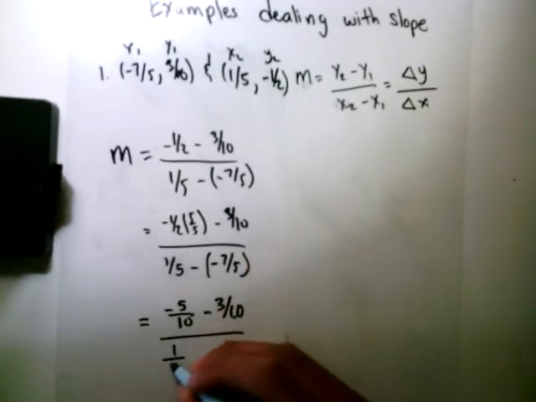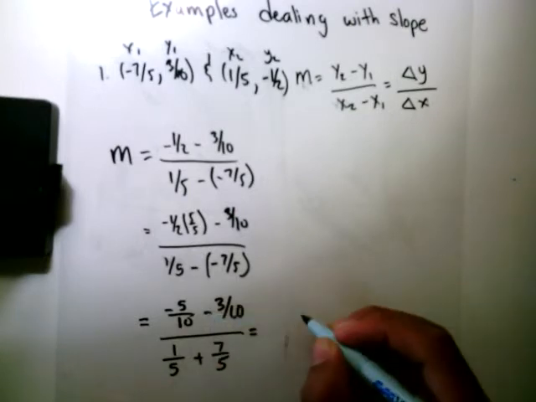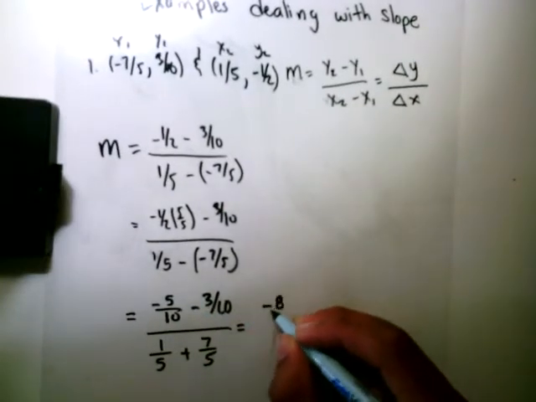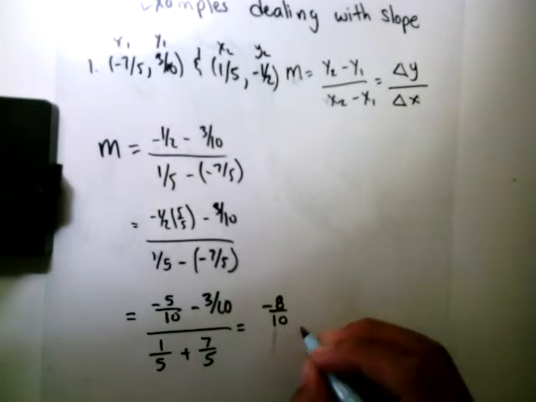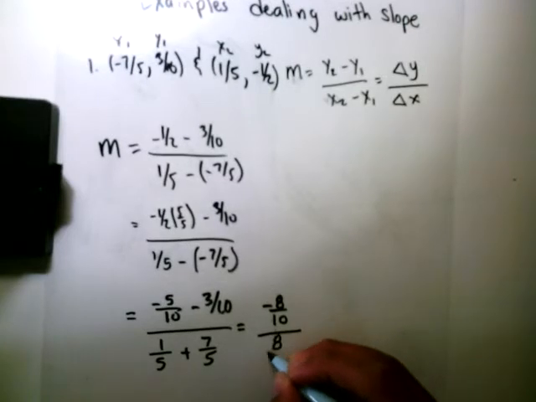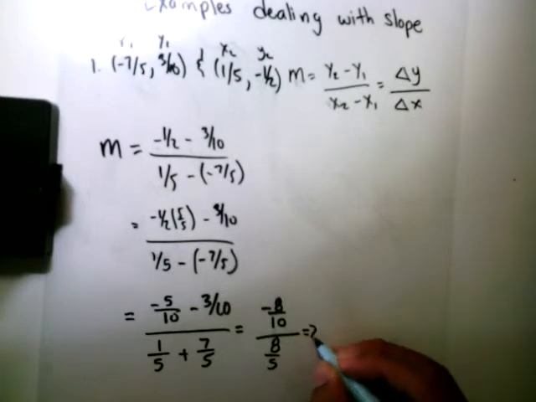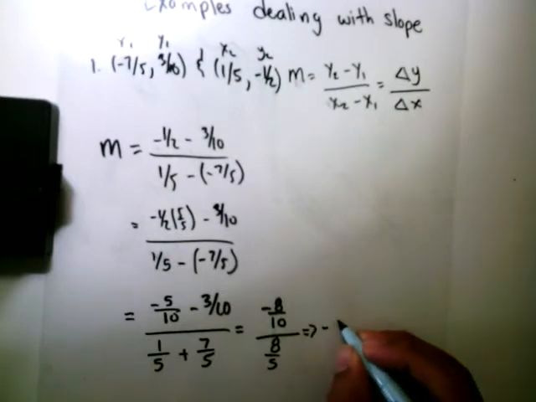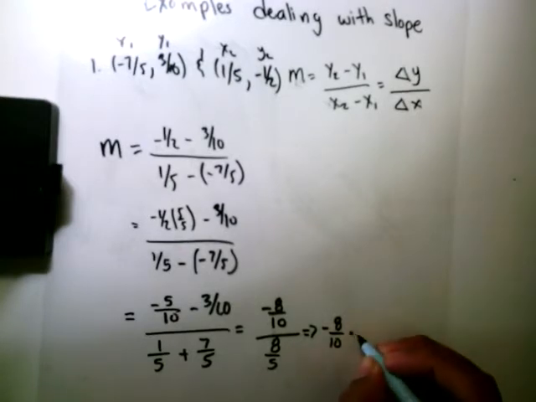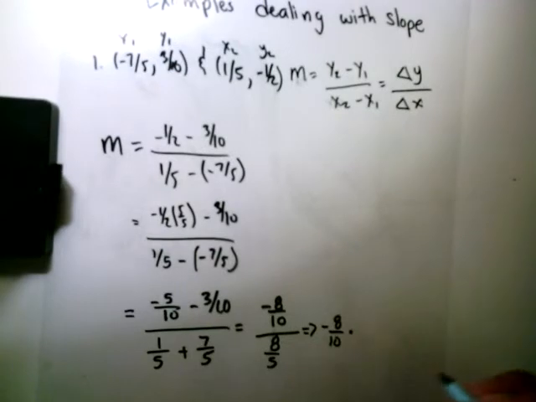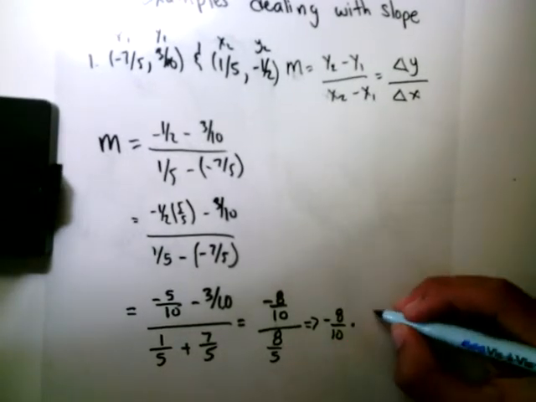So on the bottom we're going to have 1/5 plus 7/5. Adding this across, we get -8/10 on the top, and on the bottom we get 8/5. Now we have a fraction divided by a fraction, and this is the same as multiplying the fraction by the reciprocal of the denominator. So we reciprocate 8/5 to 5/8.